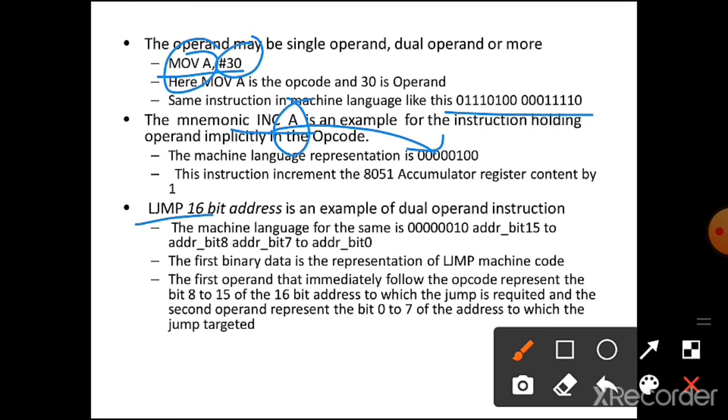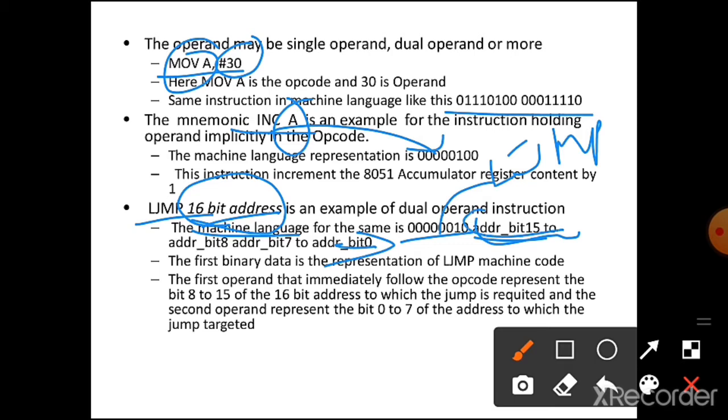Then another instruction is LJMP with a 16-bit address. Here it is a dual operand instruction. Here the machine language is shown, and it specifies address bit 15 to address bit 0, that is, a 16-bit address is represented here. LJMP means long jump. So it is a long jump to the specified 16-bit address.